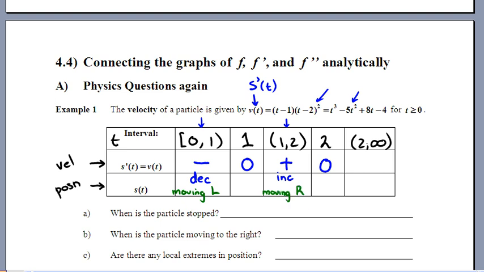And then finally, a time like, say, 3 for a time in here. If you try out a time of 3, go to the factored version, 3 minus 1 is positive, 3 minus 2 is positive. You have got a positive velocity, positive derivative of s, which means that s is increasing, or you could say, hey, you're moving to the right.